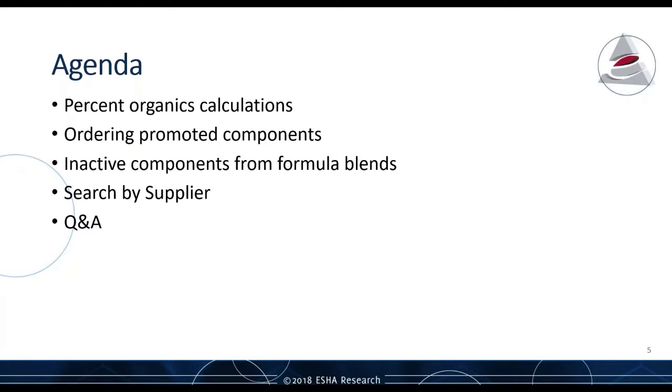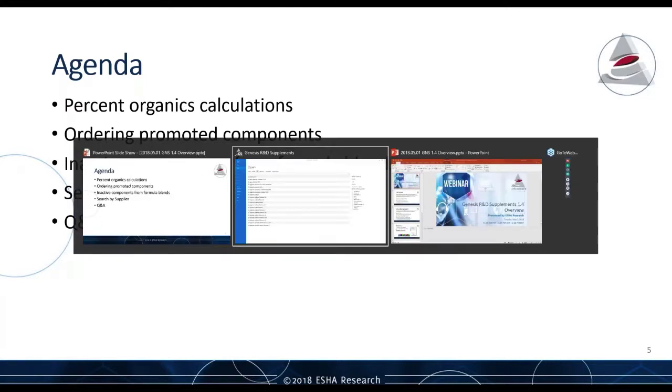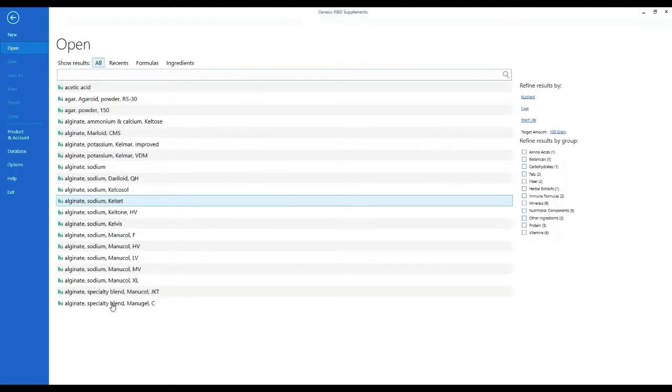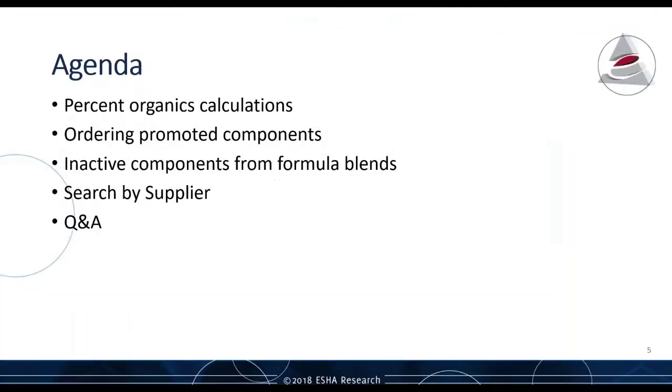Awesome, thank you, Alicia. So with that, we're going to take a look at the Genesis application. Like she said, we're just going to be looking at the updates with the version 1.4 changes. So we'll go into the Genesis Supplements program now, and we'll go through some of those important functions and features. The first function that we will look at, as we had that agenda, is the percentage organics calculations.